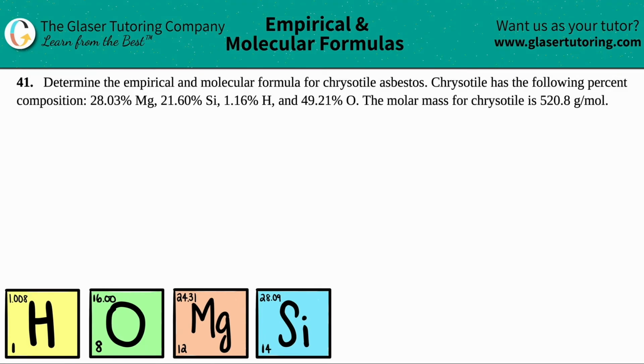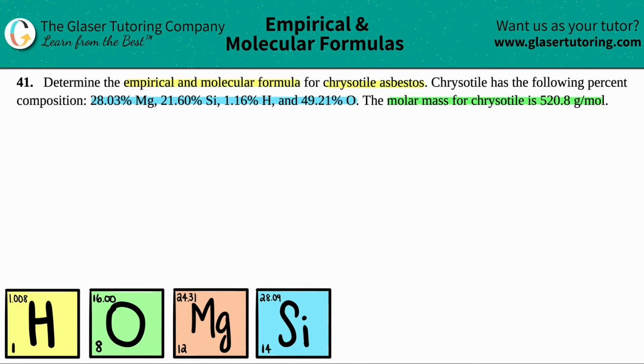41. Determine the empirical and molecular formula for chrysotile asbestos. Chrysotile has the following percent composition: 28.03% magnesium, 21.60% silicon, 1.16% hydrogen, and 49.21% oxygen. And the molar mass for chrysotile is 520.8 grams per mole.